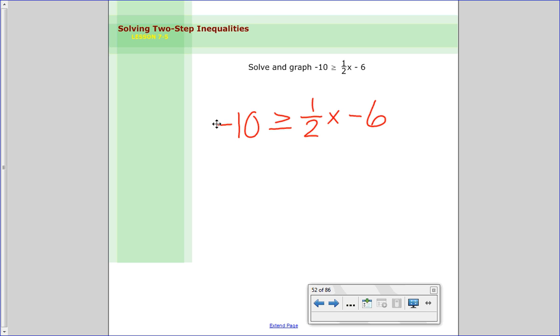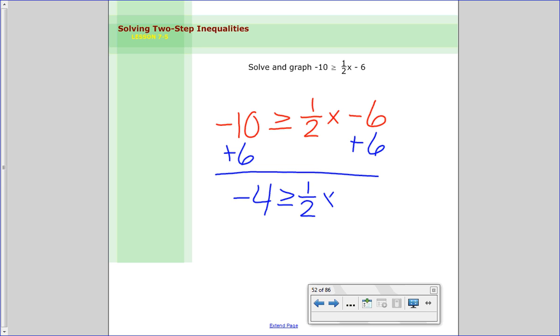All right, let's solve this one, shall we? Well, my first step is to add 6. I'm left with -4 is greater than or equal to 1/2 times x. Well, again, you could divide by 1/2, but it's hard to divide by a fraction, so instead we multiply by the reciprocal. So we're left with x, times 2/1, make that a fraction as well, and I'm left with -8/1, or just -8. So we have -8 is greater than or equal to x.